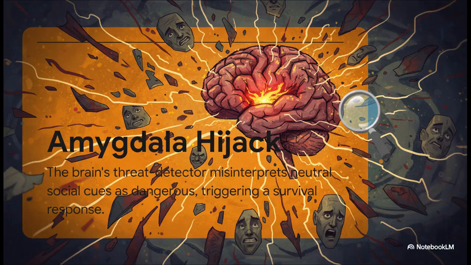In sharp contrast, the anxious individual's software is corrupted by an amygdala hijack. Functional MRI data shows hyperactivity in this region. It misinterprets neutral social cues, a pause in conversation, an unsmiling face, as an imminent threat. This triggers a full-blown survival response. So withdrawal isn't a preference. It's a defensive maneuver forced by a system that is hallucinating danger where none actually exists.